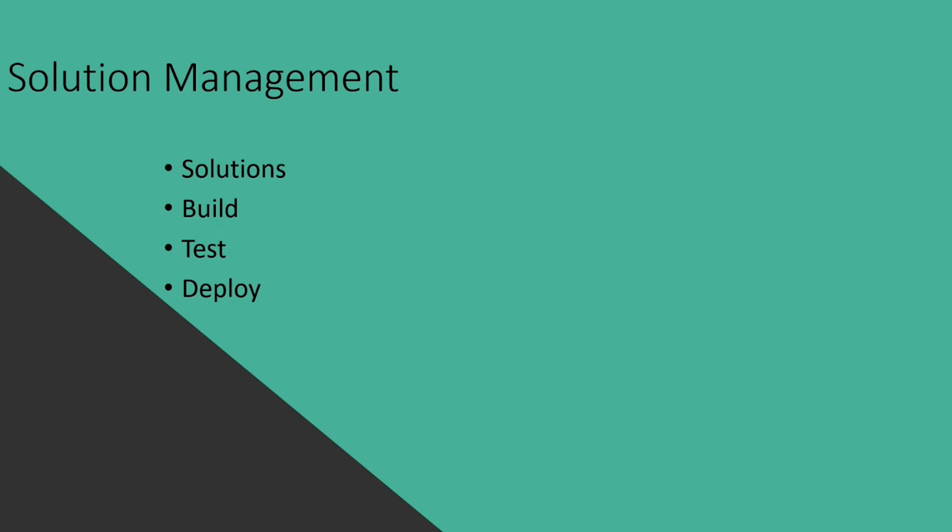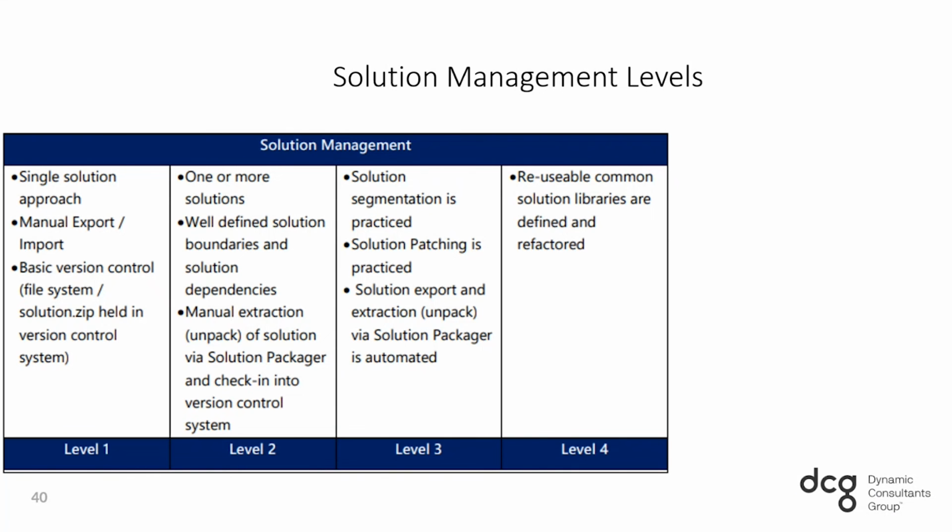Solution management: solutions, build, test, deploy. Here are the levels of complexity. Single solution approach, manual export import, basic version control. That's level 1. One or more solutions is level 2. Well-defined solution boundaries, manual extraction, unpack of solution via solution packager, check into version control. Level 3 would be solution segmentation as practice, patching as practice, export and extraction via solution packager is automated, right? And level 4 is reusable common solution libraries are defined and refactored. So these are just levels of complexity that you can move through.